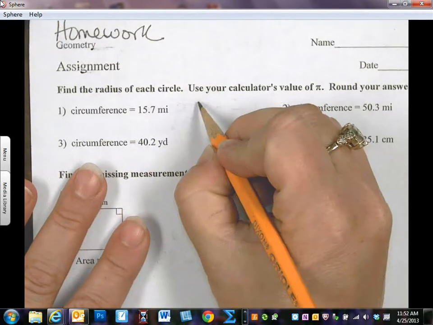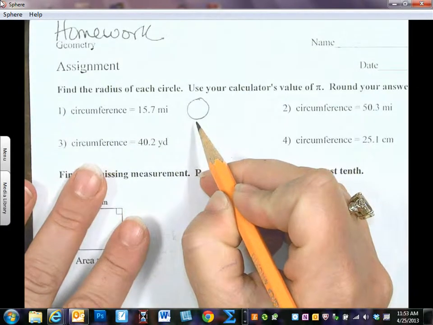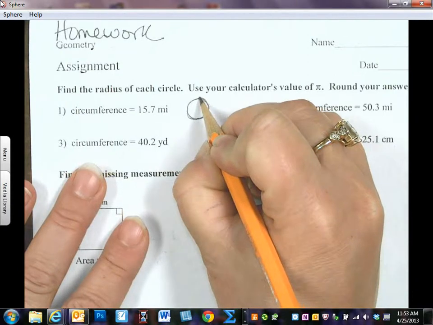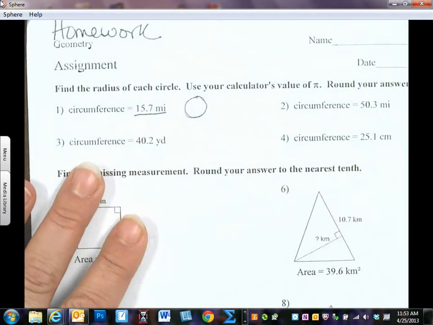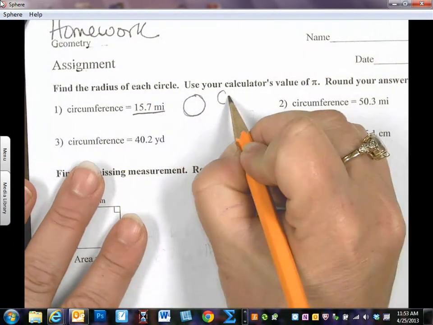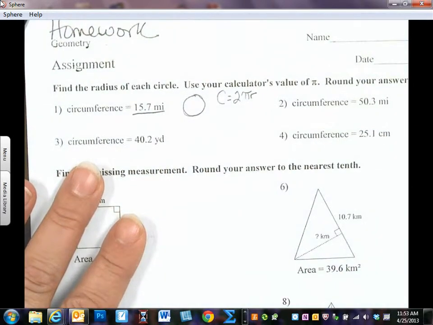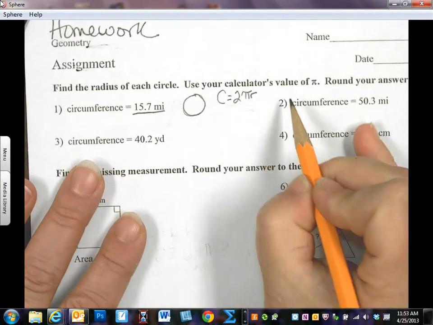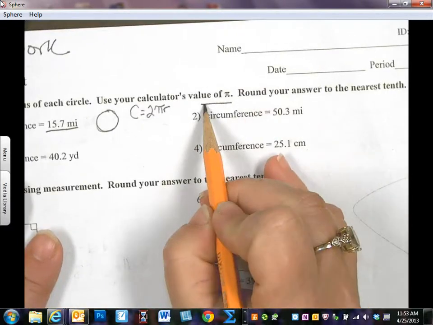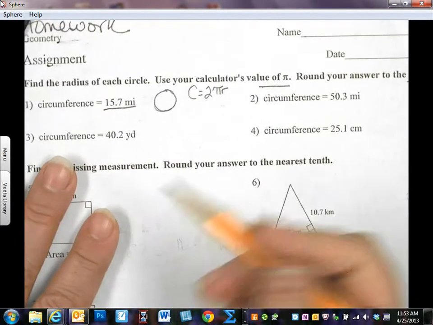So in number one here, they give you the circumference of a circle. Now, obviously, this circle is very small compared to the whole thing, but they give me the circumference all the way around the circle, and they tell me it's 15.7 miles. So what is my formula for circumference? I know the circumference equals 2 pi r. And they want me to use the calculator value of pi, and they want me to round it to the nearest tenth. So, how do I do that?